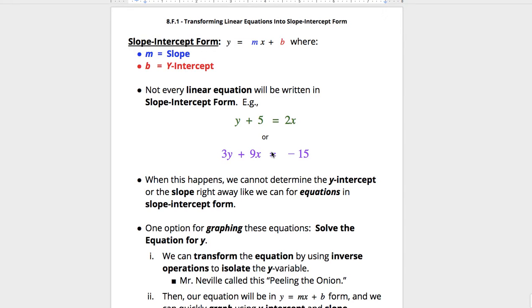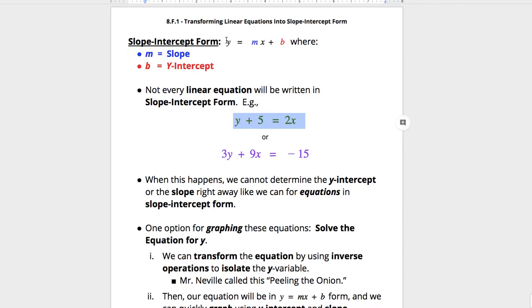This video focuses on how we can transform linear equations into slope-intercept form. In other words, we're going to work with some of the most difficult equations, the ones that are not in slope-intercept form at the beginning, and figure out how we could make a graph for those.